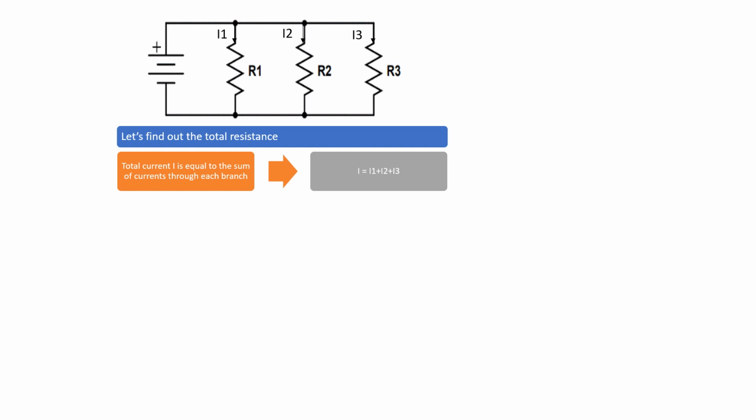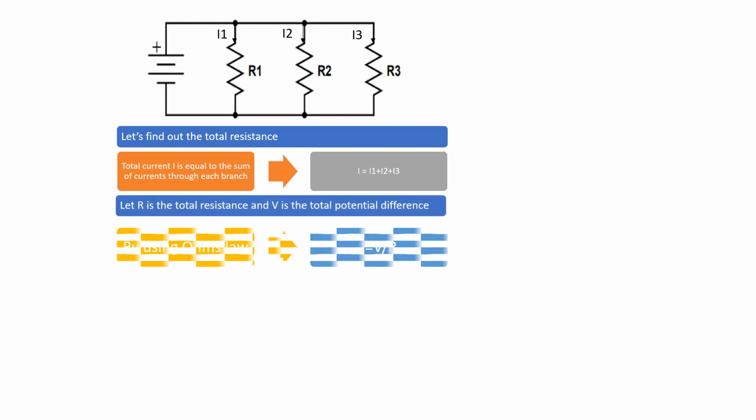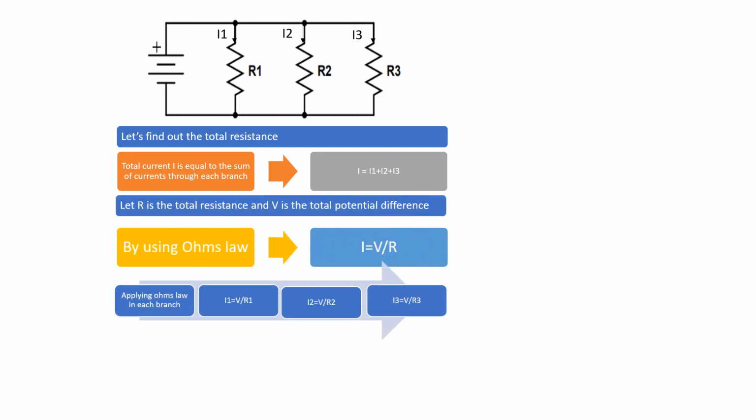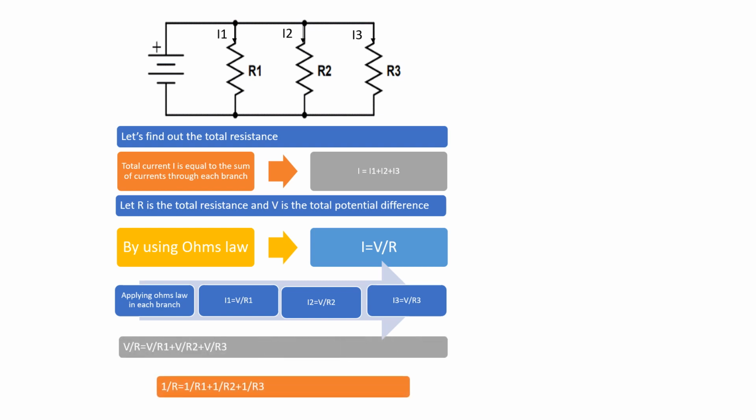In each branch, the current is different, and so the total current is equal to the sum of all the currents in each branch. So the total current I is equal to I1 plus I2 plus I3. Let R be the total resistance and V be the total potential difference. Then by using Ohm's law, I is equal to V by R, we can apply this equation to all the branches I1, I2 and I3. By substituting this equation into the main equation, we get the total resistance: 1 divided by R is equal to 1 by R1 plus 1 by R2 plus 1 by R3.